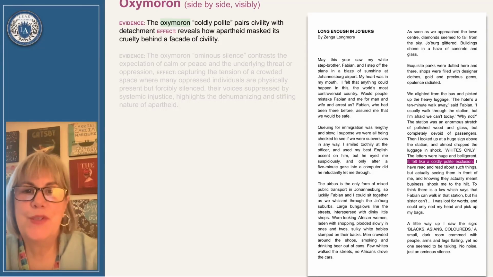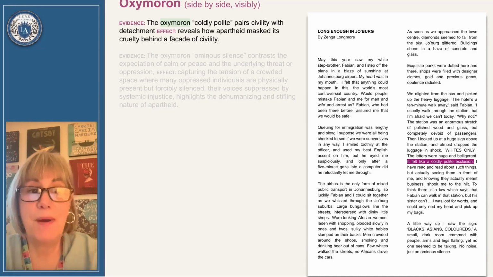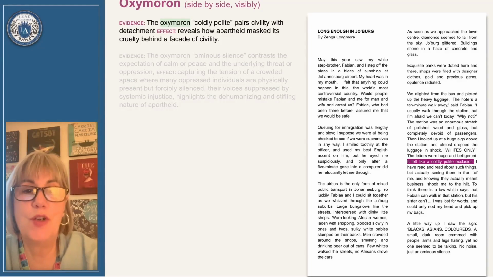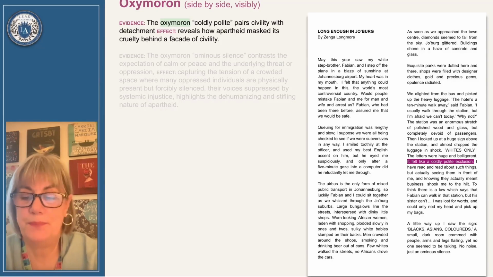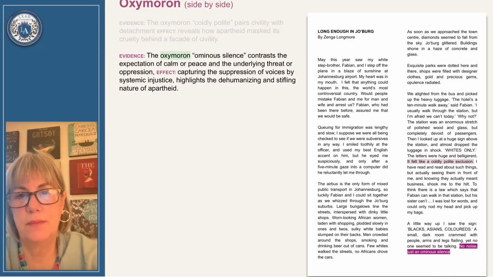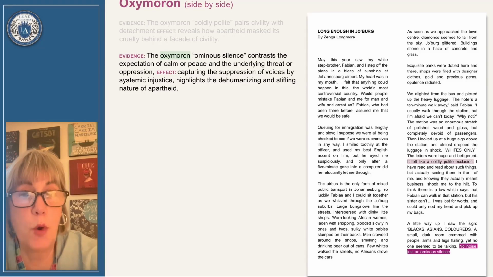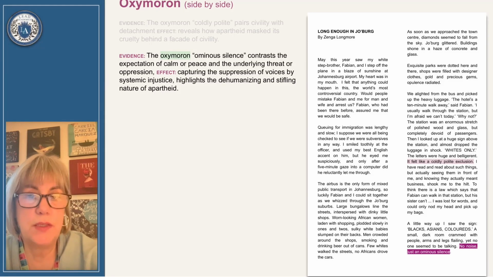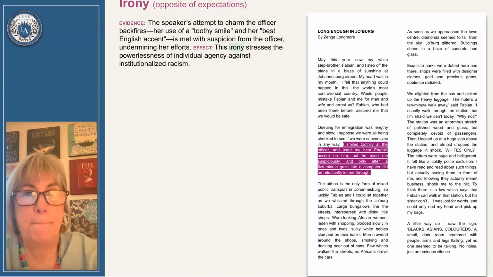An oxymoron presents two contrasting ideas side by side, but it's visible. Here, the oxymoron, coldly polite, pairs civility with detachment to reveal how apartheid masks its cruelty behind a facade of civility. In this example, the oxymoron, ominous silence, contrasts the expectation of calm or peace and the underlying threat or oppression, capturing the suppression of voices by systemic injustice. This highlights the dehumanization and stifling nature of apartheid.